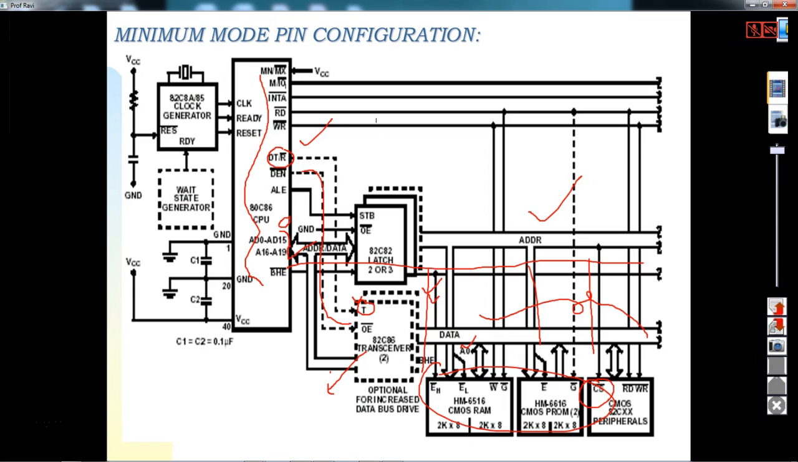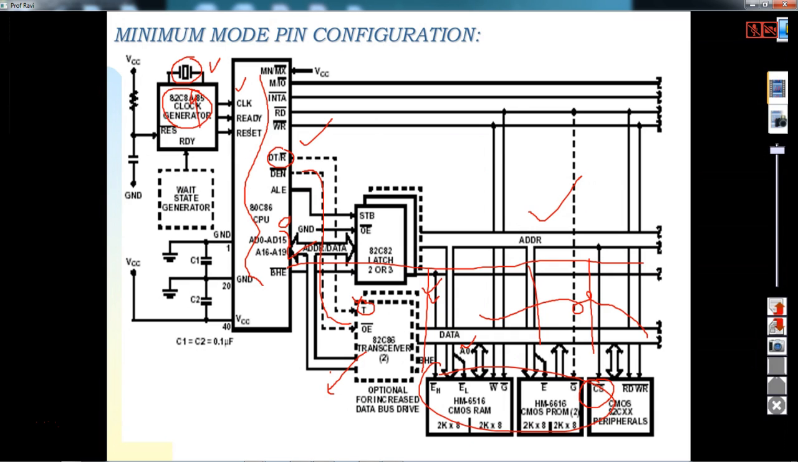So now once you do the interconnection like this, we will try to see the other signals also. The clock signal here of 5 megahertz is generated by using another IC called 8284. 8284 is a clock generator IC. A crystal is connected to the clock generator IC, and then you will be getting clock, ready, and reset signals from this. And this is the simple way of drawing it.